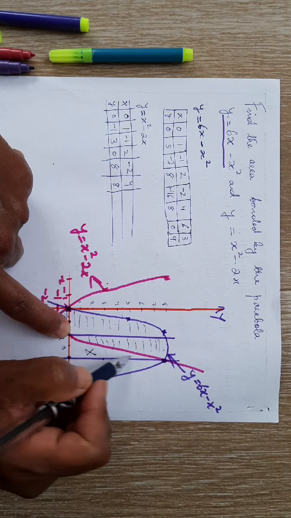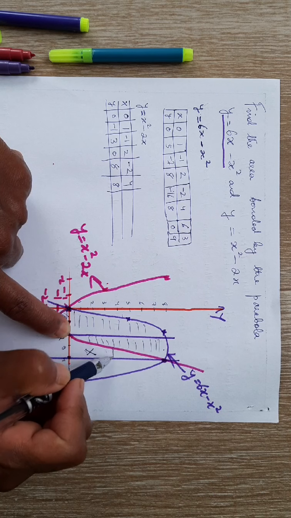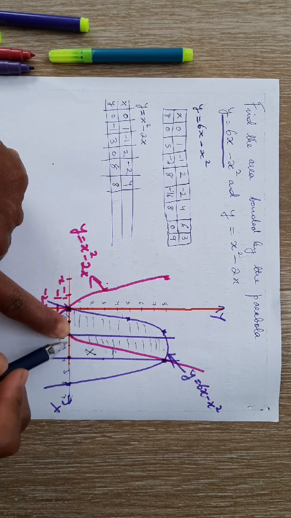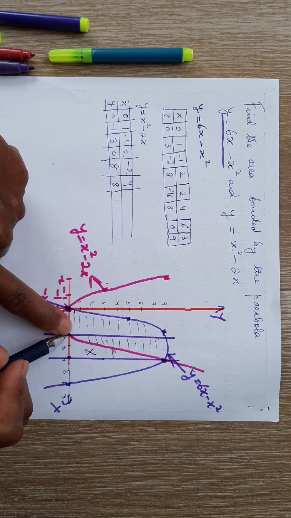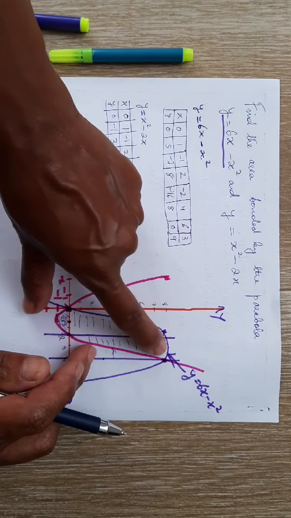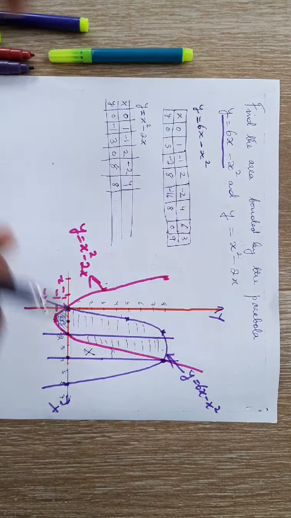Now this region here is bounded by which curve? It is bounded again by this curve y is equal to x square minus 2x, and the x-axis between x is equal to 2 to x is equal to 4. So on subtracting this one, you'll get the required area, that is this region here.